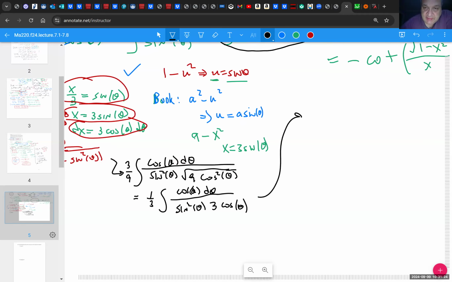So here, what do I get? Well, I can take the 3 out, and the 3 out becomes a 1 over 9 because I have 2 3's in the denominator, and they're multiplied. And then I have a cosine on the top that divides out a cosine on the bottom. And I have a sine squared on the bottom.